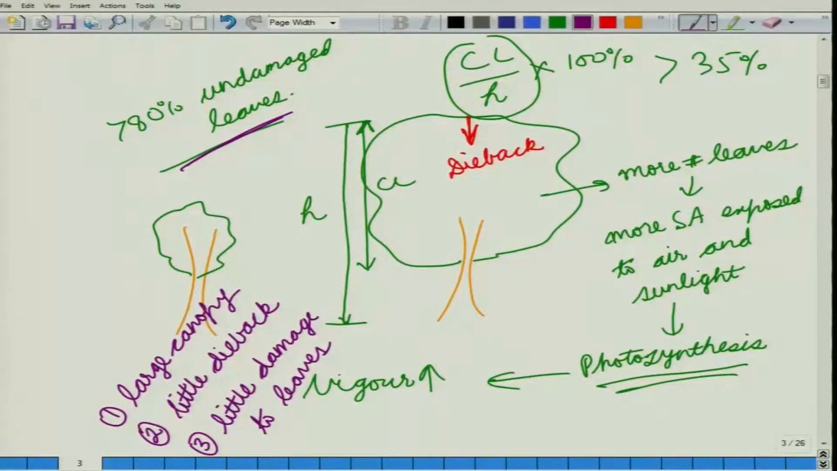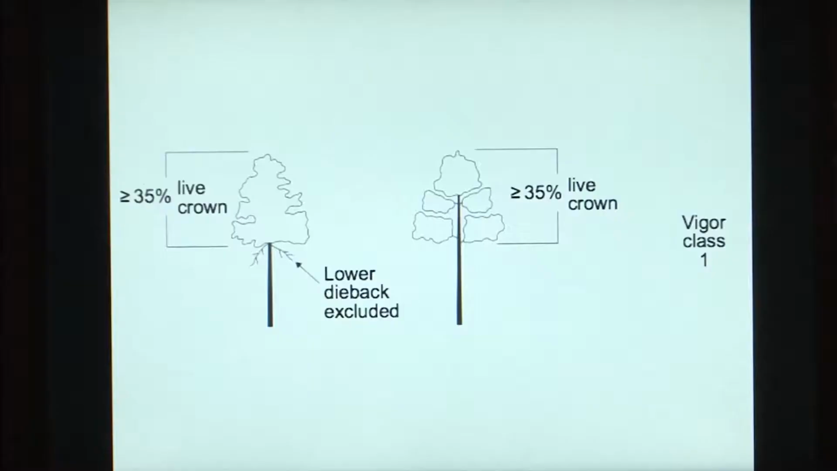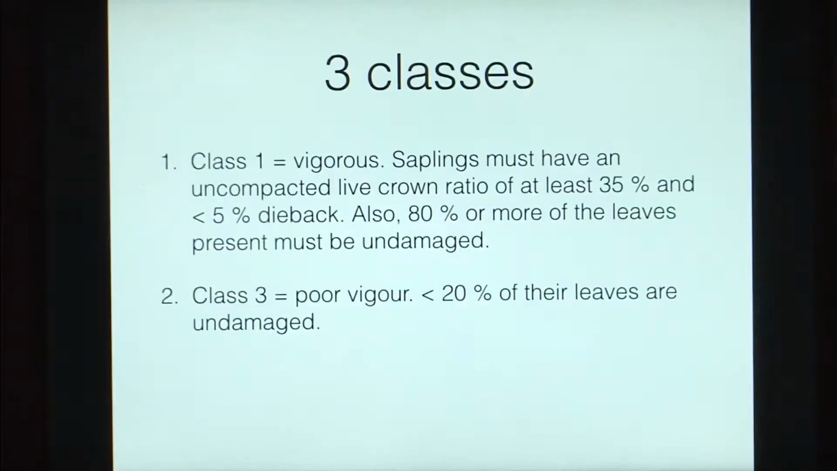So, if we look back at the slides, here we are seeing saplings of vigor class 1. We can see that the live crown is greater than or equal to 35% of the length and there is no dieback. In this case we do not include any lower diebacks, but we include diebacks that are there in the crown. The second class is class 3. Now, we have skipped class 2, we will come to class 2 in a short while.